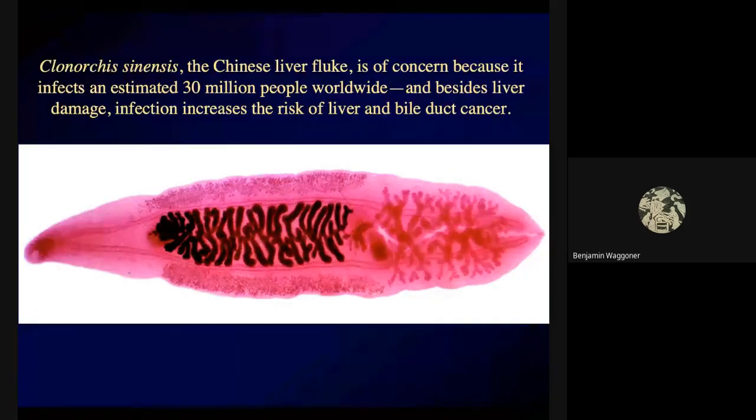Estimated 30 million people worldwide are infected with the Chinese liver fluke, which can not only damage your liver, but infection increases the risk of liver and bile duct cancer. This would probably be true for the other flukes as well. I think anything, if you think about it, cancer is caused by an error in cell division. So anything that causes damage to cells and requires your cells to divide more to repair damage is going to increase the odds of cancer.